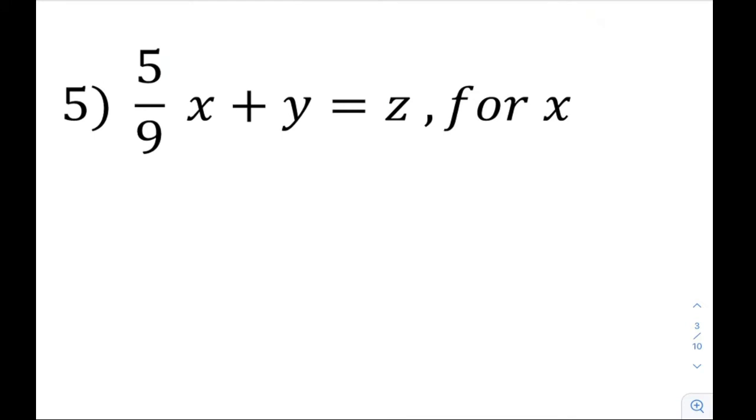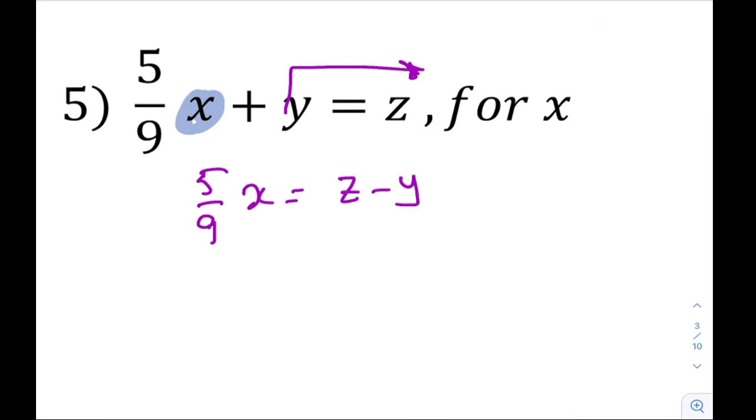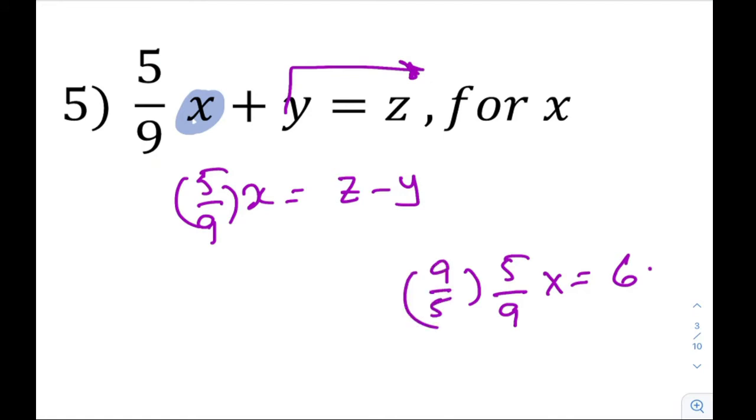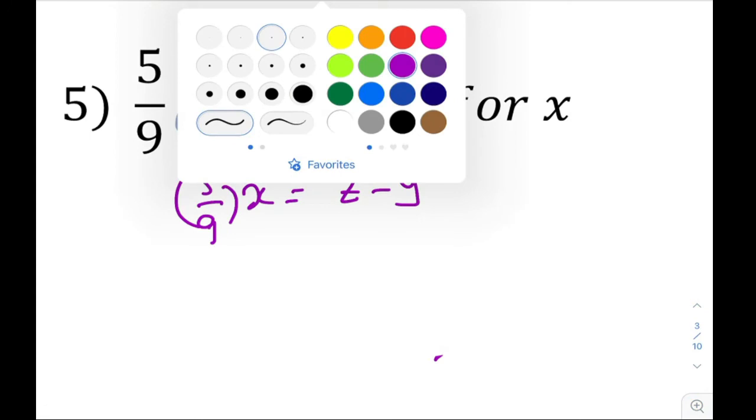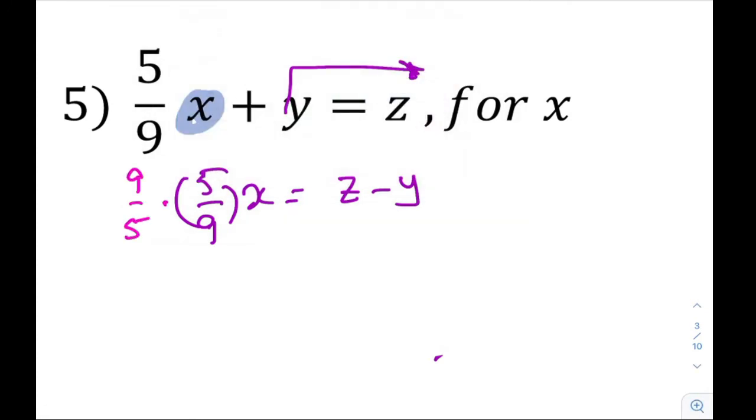Now we will deal with fractions that you don't like. We want x alone, same. I'll take the y there. So 5/9 x is z minus y. Now, remember, you need to get rid of this. Remember in the equation when you have, for example, 5/9 x is equal to 6, let's say, what we were doing is multiplying both sides by the reciprocal, right? We were doing that to get rid of the fraction. We will do the same thing here. But remember, you have an expression, so we will multiply both sides. So keep that expression between brackets.